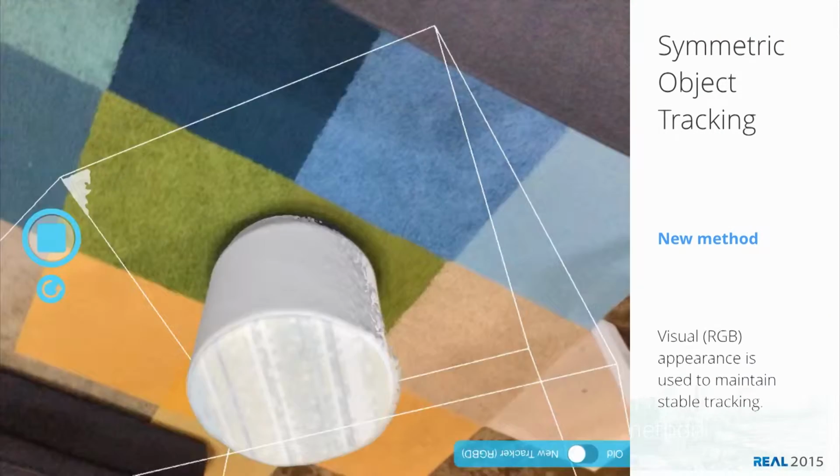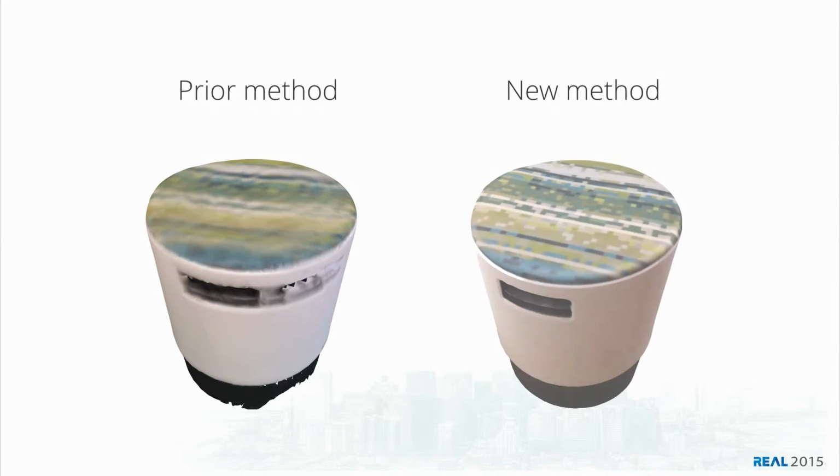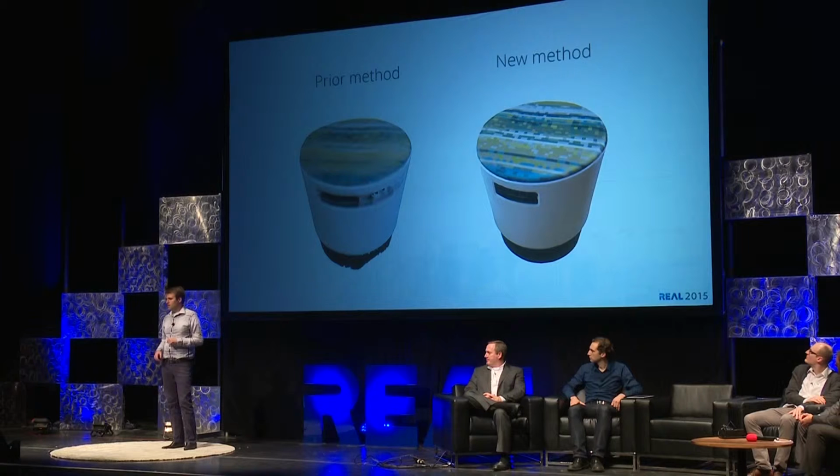So what happens if you use the old versus the new? Why does it actually matter in terms of the output? Well, here's a result that we might have got with our old technology. And with our new method, much better results. This is with a consumer device, right? This is an iPad and a Structure Sensor.